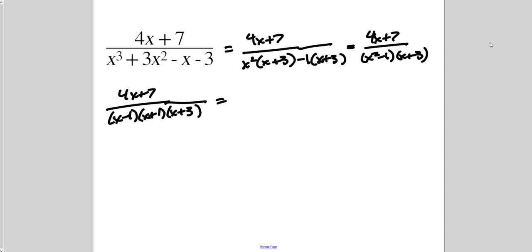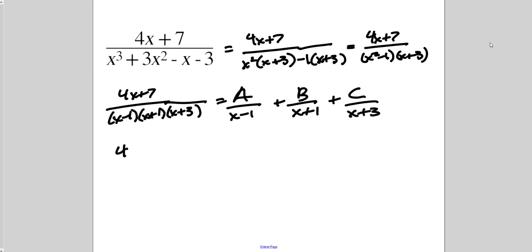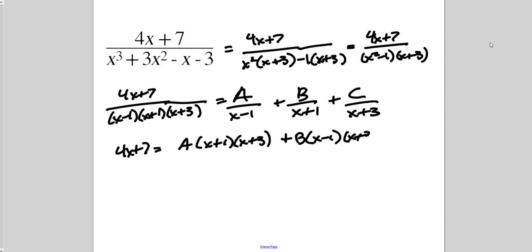So now we know that that means it equals a over x minus 1 plus b over x plus 1 plus c over x plus 3, which means 4x plus 7 equals a times x plus 1 times x plus 3 plus b times x minus 1 times x plus 3 plus c times x minus 1 times x plus 1. Oop, went out of space there.